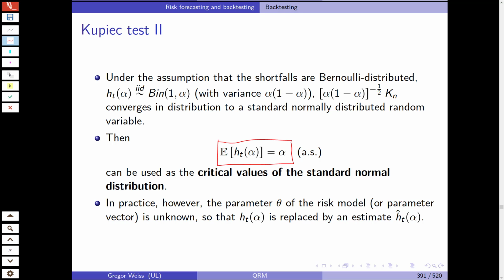So the parameter of this risk model is unknown, so you need to estimate the number of exceedances, of course, so it's replaced by an estimate HT. You have to look at the paper and at the specifics of this test to know how to work it. And you can see here Kn, if you adjust it by alpha, minus alpha times 1 minus alpha, and then the negative square root of this, then this converges to a standard normally distributed random variable. So it's a very simple test.